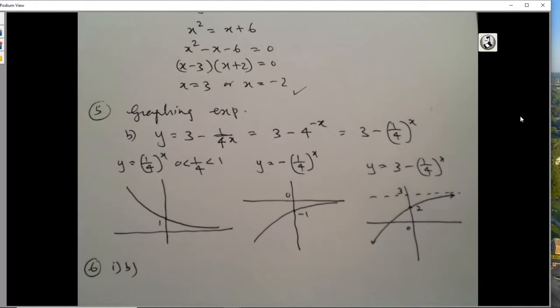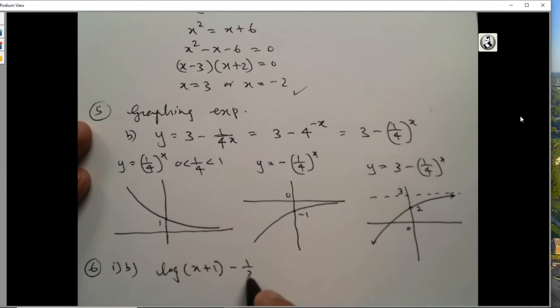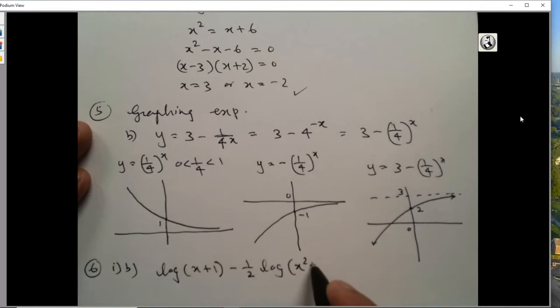So question number 6 is about the expanded version and the condensed version. You can combine the condensed version and the expanded version of the logarithmic ones. So let's do the condensed version. I'm going to do 6(1)b, which is about log(x + 1) minus 1/2 log(x^2 + 1) plus log x.